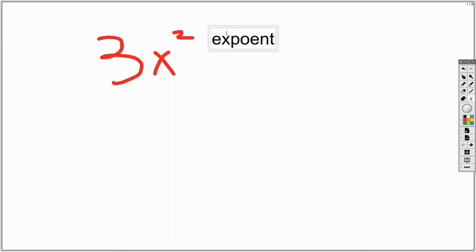Today I'm going to be teaching you about adding and subtracting exponents. So this is an exponent for those of you who don't know. This is an exponent. This is our base, and this is our coefficient.